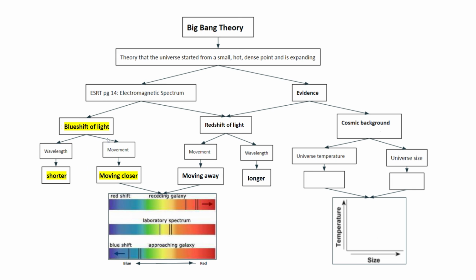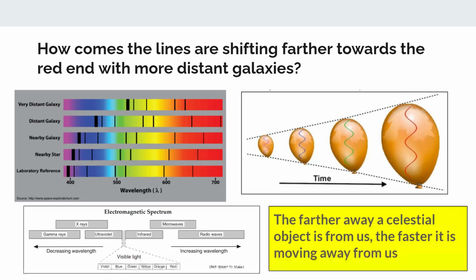So, blue shift of light, if that was the case, then the wavelength of the light would become shorter since the universe began, and the movement would be closer. All the stars and galaxies in the universe would start coming closer to us, if compared to our lab, the lines are moving towards the blue side. And if compared to our lab, the lines of an element are moving towards the red side, it tells us that that particular thing is moving away from us.